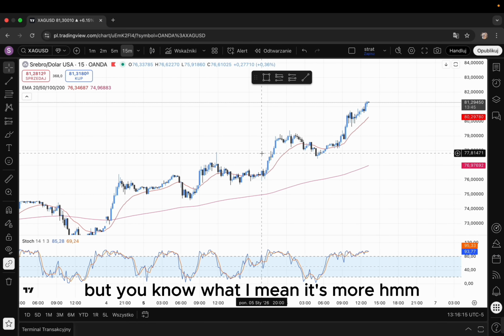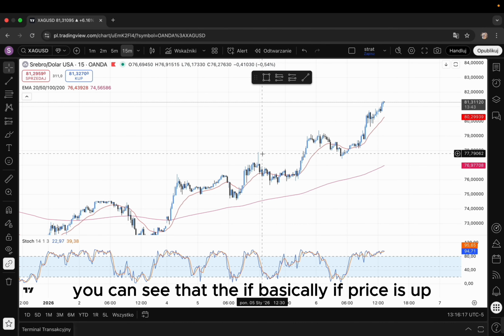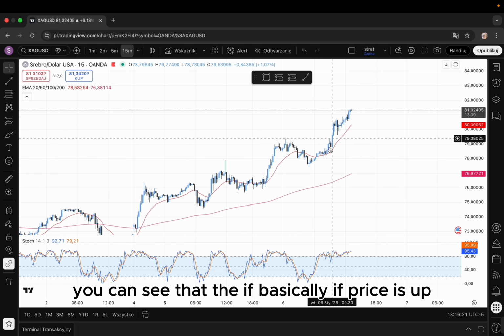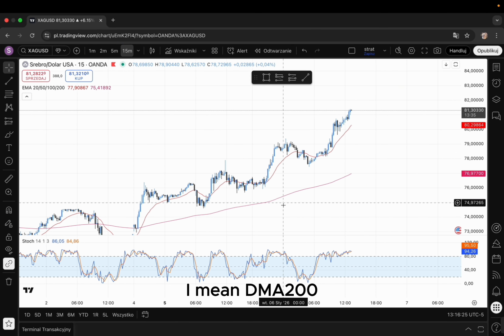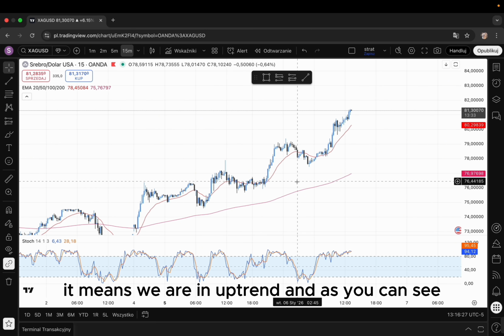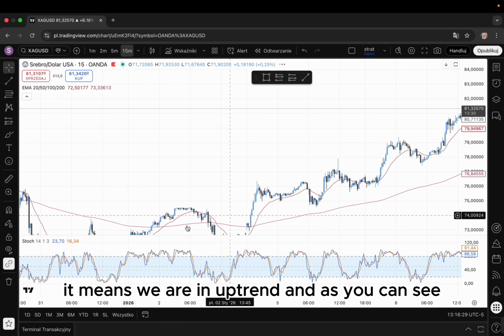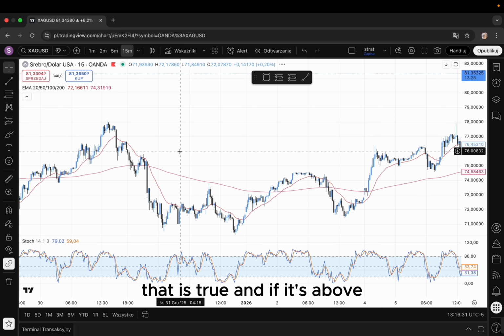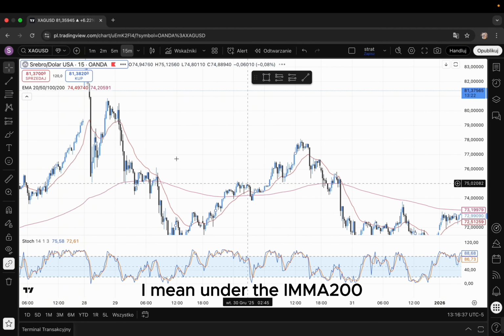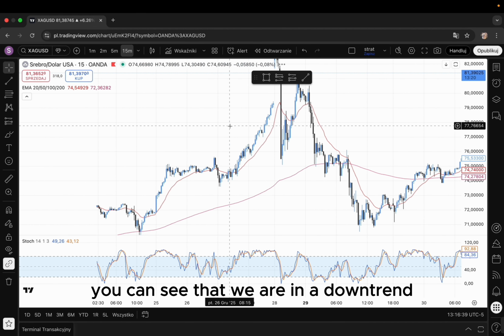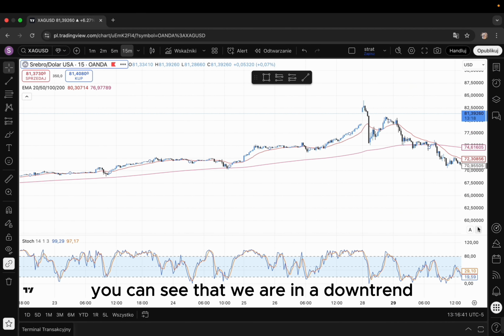You can see that if price is above the EMA 200, it means we are in an uptrend, and as you can see, that is true. And if it's under the EMA 200, you can see that we are in a downtrend.